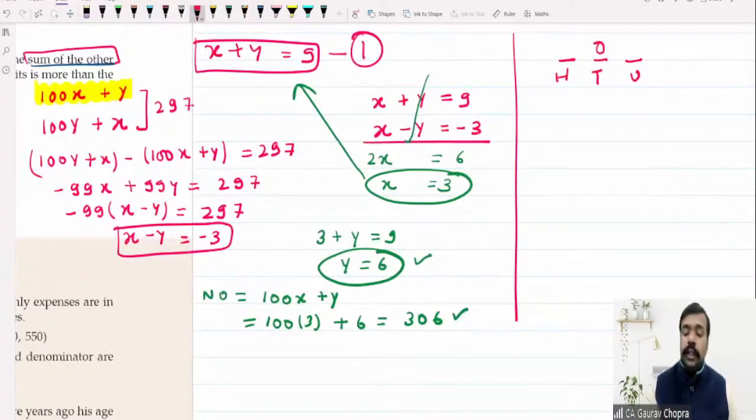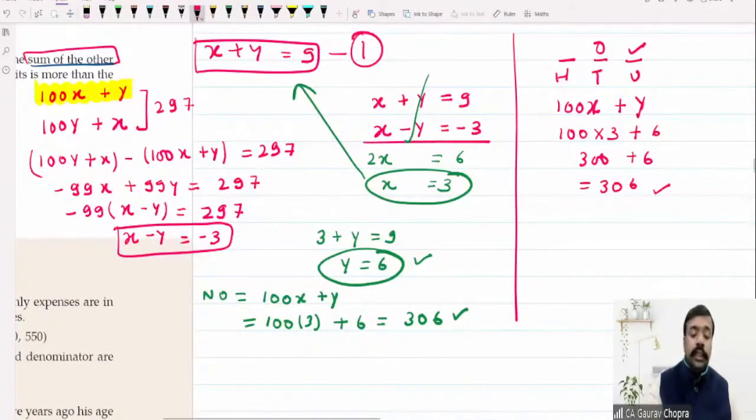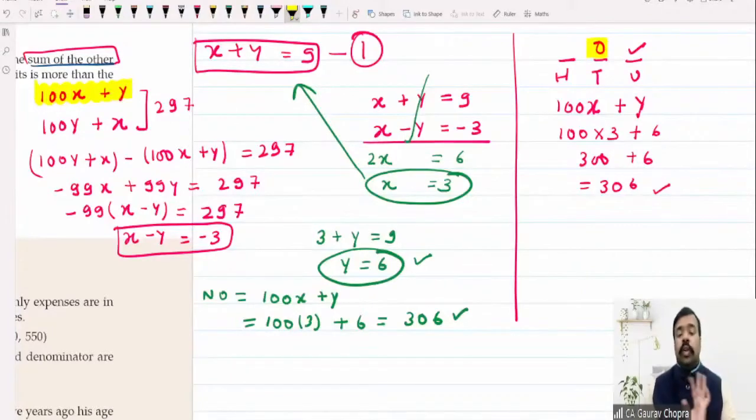Now since the tens place is 0, because of that, we have done 100 multiplied by a number x, plus for the units place, we have taken that number as y. So 100 into 3 becomes 300, and we can add the single digit y to get the total of 306. Since the middle number is 0, that is why we have taken 100x plus y. Otherwise it would not be the case.